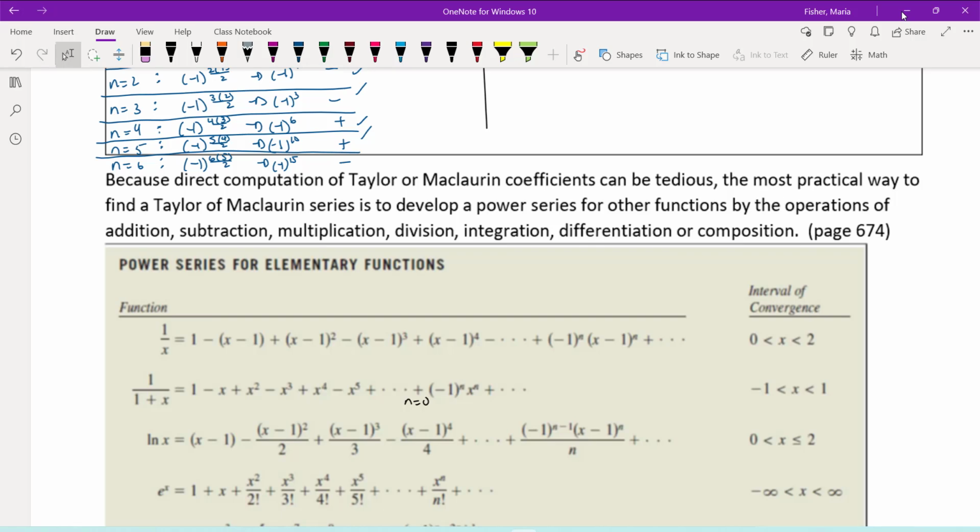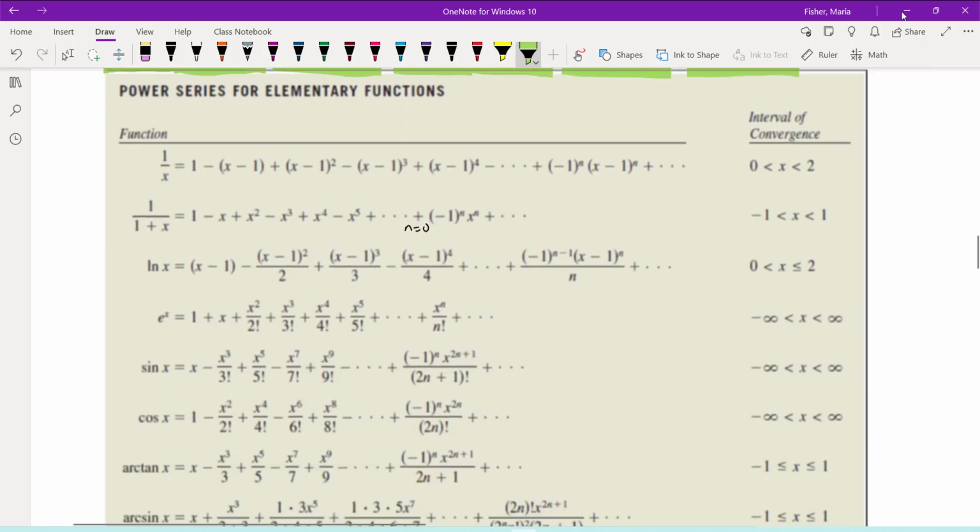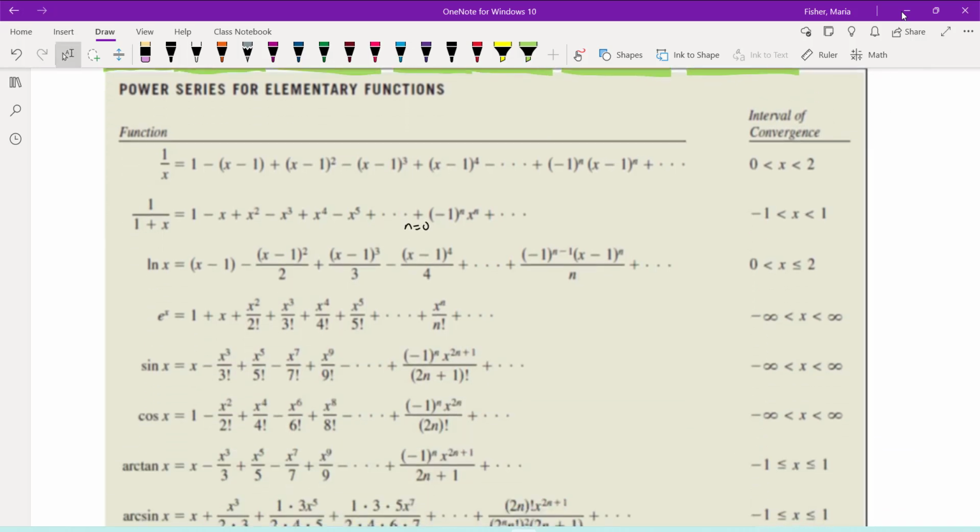Now, because direct computation of these Taylor and Maclaurin coefficients can be tedious, the easiest way to find a Taylor or Maclaurin series is to develop that series. So you want to develop that power series using known series, and you do that with operations such as addition, subtraction, multiplication, division, integration, differentiation, or composition. These are the power series for these elementary functions.